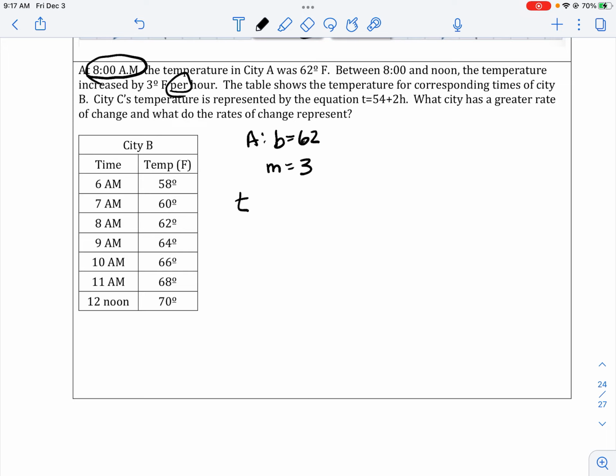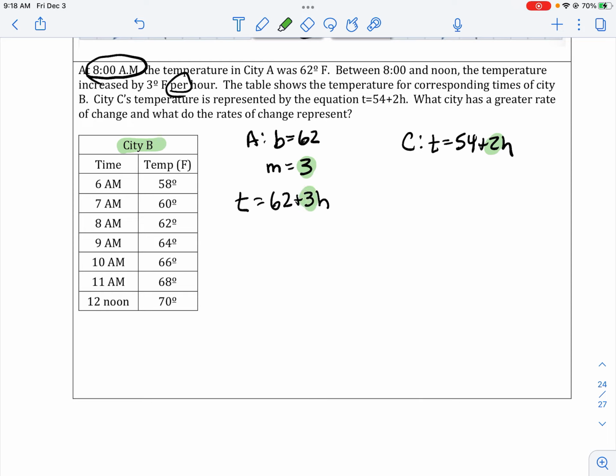So our temperature at any time between 8 and noon is determined by this equation, where T is temperature and H is hour. The table will show City B, and then City C is represented by the equation T equals 54 plus 2H. It wants to know what city has a greater rate of change and what the rate of change represents. So, rate of change for City C is 2. Rate of change for City A is 3.